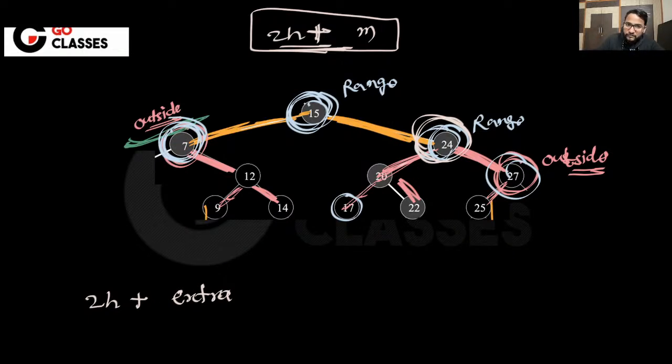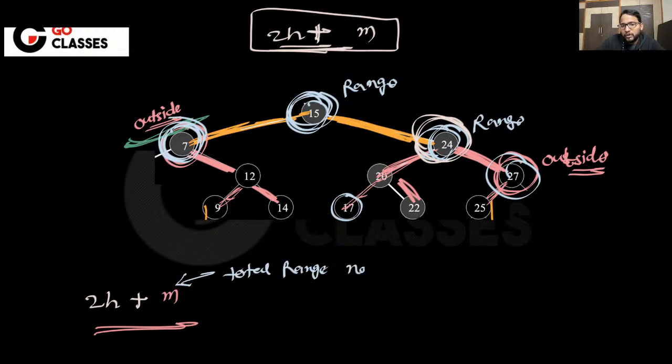If every border node is an outside node, then these could be at most M. Whatever extra you are visiting, the total nodes you anyway have to visit is at least M, because M is the total number of nodes in the range. So this is 2H plus M. Now from this M, these are the total range nodes you have. From this M, you might have something on the border also, but that is fine.